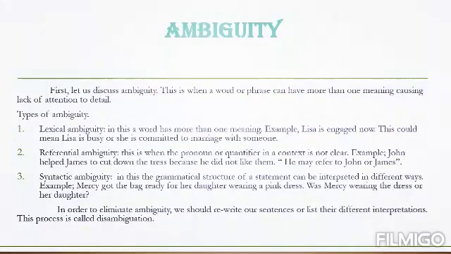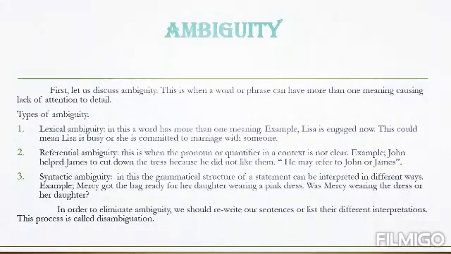Ambiguity. The word itself, ambiguity, is so huge. First, let us discuss ambiguity. This is when a word or phrase can have more than one meaning, causing lack of attention to detail. The types of ambiguity are lexical, referential, and syntactic. For the lexical ambiguity, a word has more than one meaning. Example, Lisa is engaged now. This could mean Lisa is busy or she is committed to marriage with someone.